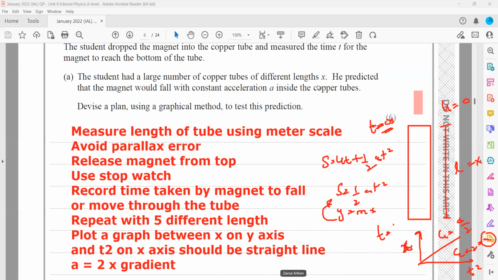Is this experiment clear? This is the same as finding the acceleration due to gravity, the experiment you did in AS, when an object is falling through a cylindrical tube and we are finding the acceleration due to gravity. It's the same one. Is this clear?